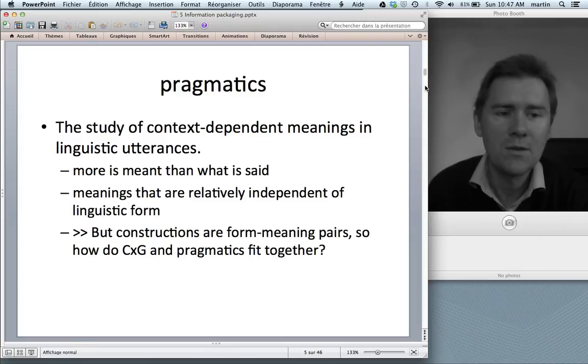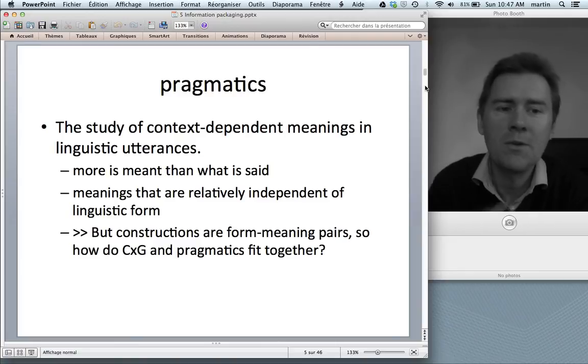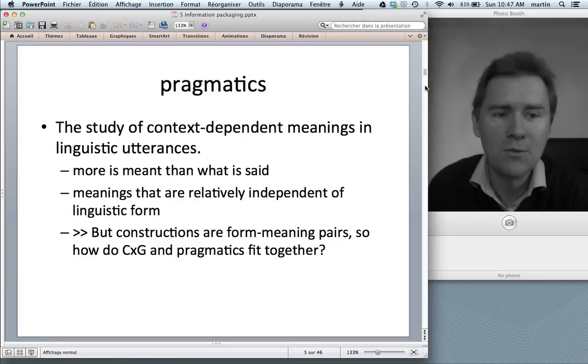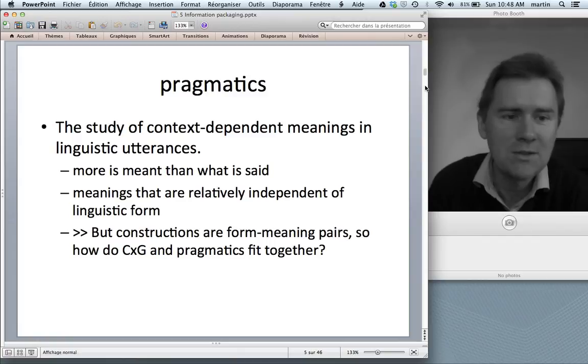If you want to get somebody to close the window, you can either formulate a simple request, or you can say something about how you're feeling cold, or you can mention that there might be a draft in the room. All of these things you can say, and independently of the linguistic form, you will be able to convey this meaning: please close the window.